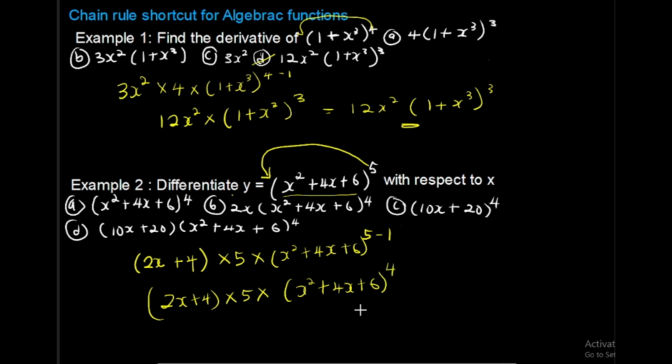Now we cannot leave our answer this way. We have to simplify. And to simplify, we cannot use 5 to expand this bracket because of this power of 4. Before we can use 5 here, we need to eliminate this power of 4 by expanding. So the only way out is to use 5 here to multiply this bracket here. So we have 5 times 2x plus 4, that gives you 10x plus 20. And then we have this x squared plus 4x plus 6 all raised to the power 4. And that is option D.